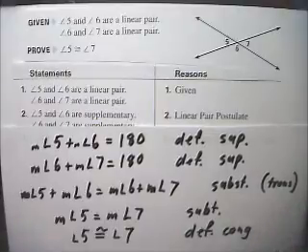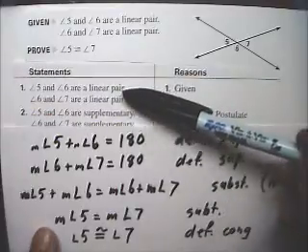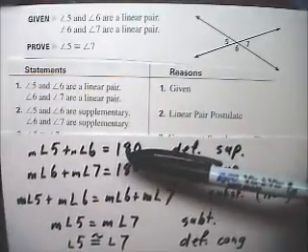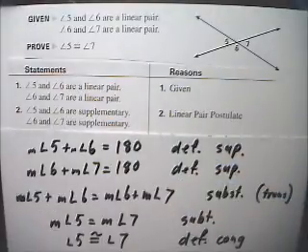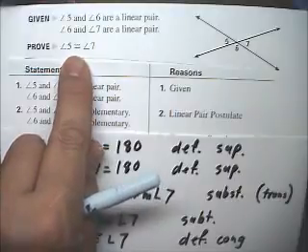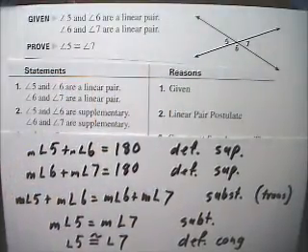See, so there's a lot of ways to come up with these proofs, and you just have to take what you know, the given, and come up with more statements, more thinking and more reasoning to come up with what you're asked to prove. If you can come up with angle 5 is congruent to angle 7, you've done it.